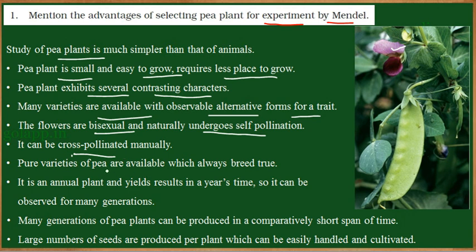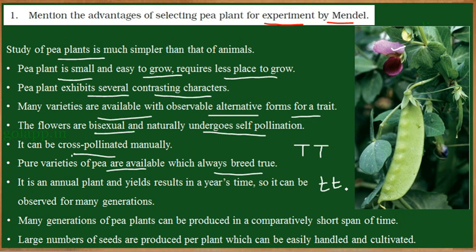Pure varieties of pea are available which always breed true. Since they can undergo self-pollination, naturally pure varieties are available. That means all the characters would be in homozygous condition. Now for example, if you are taking the height of a plant, if it is tall, they will be having 2 sets of tall gene. If they are dwarf, they will be having 2 sets of dwarf gene. So every character would be present in its homozygous condition.